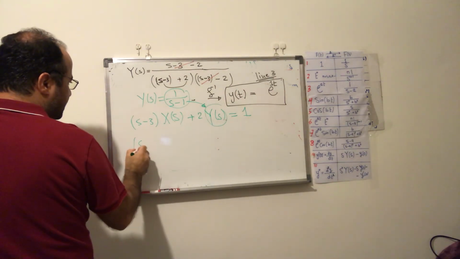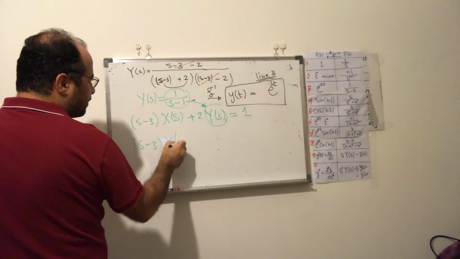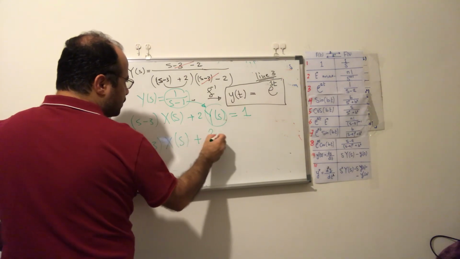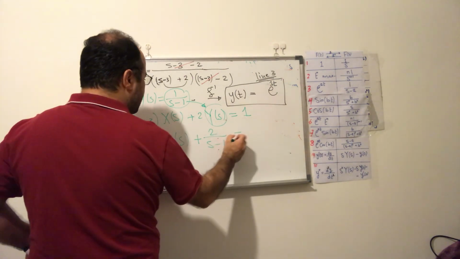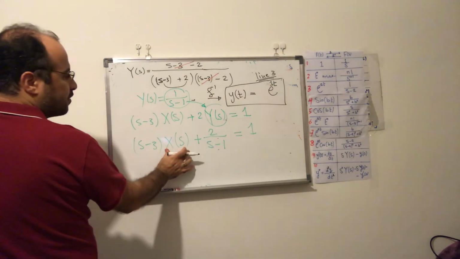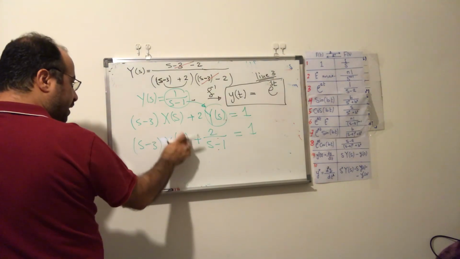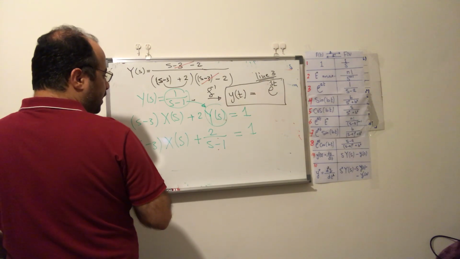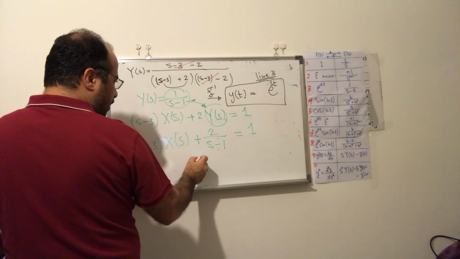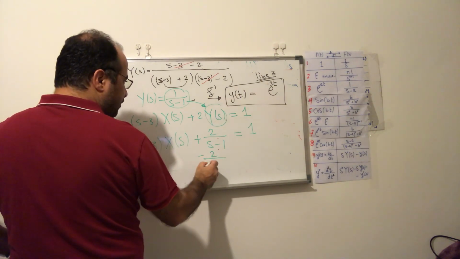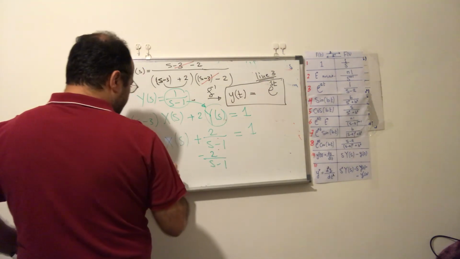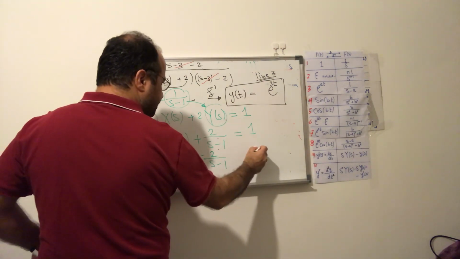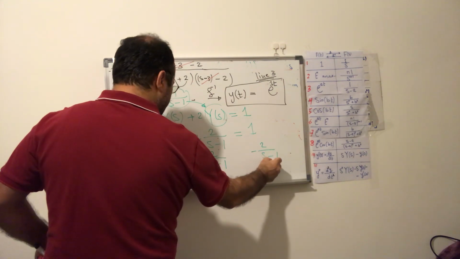Then you have s minus 3 x of s plus 2 over s minus 1 equal 1. Now you are solving for big x of s and then for small x of t. First of all, you subtract 2 over s minus 1 from both sides.